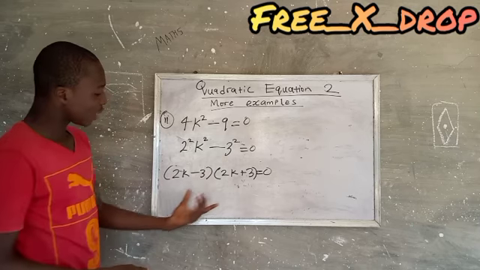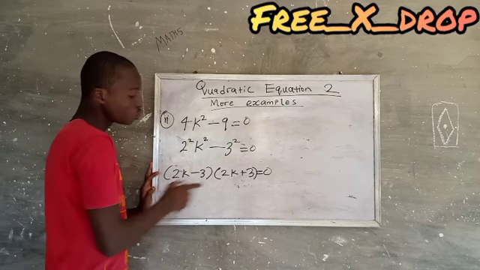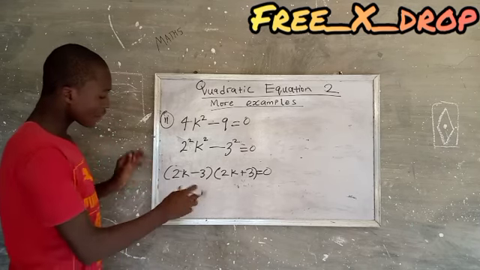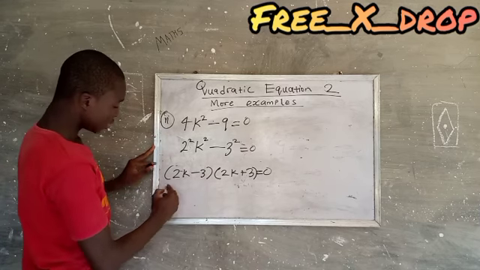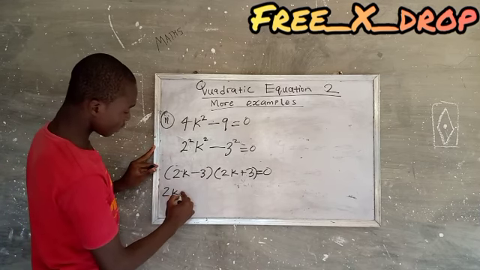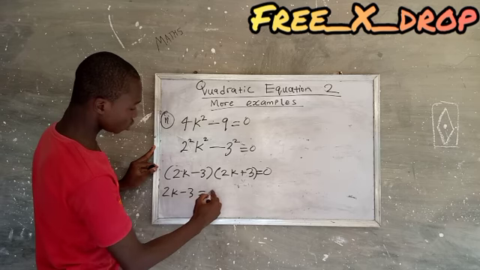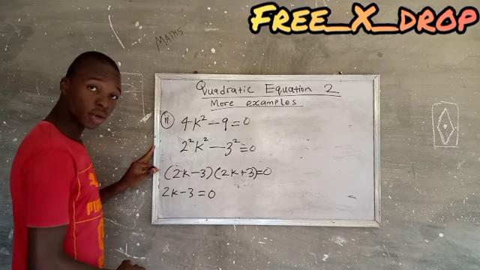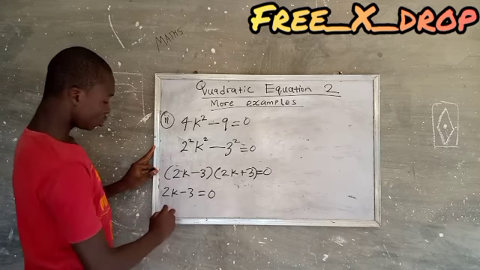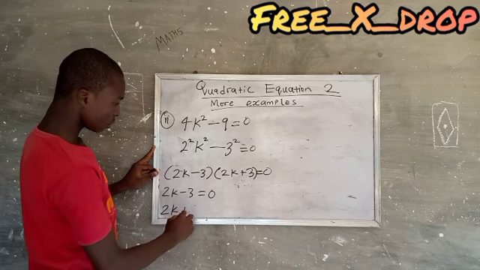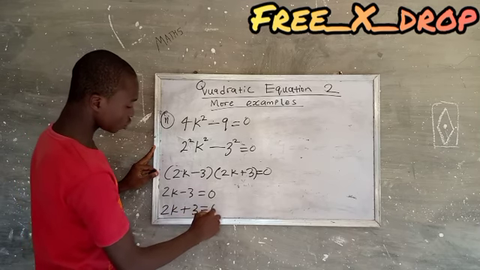You understand? And now what do you do? We'll equate these two answers to 0. So we have our first equation here, this bracket here. It will be 2k minus 3 equal to 0. The second one will be 2k plus 3 equal to 0.